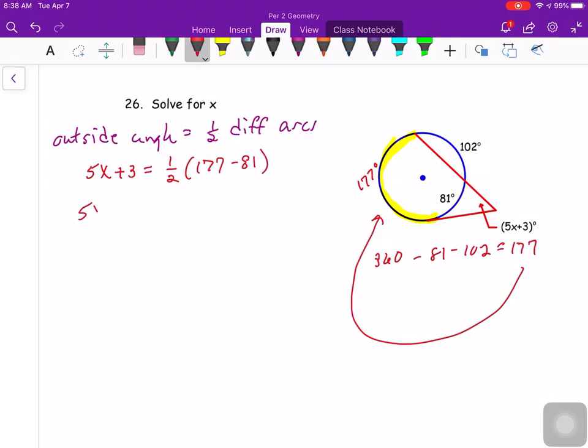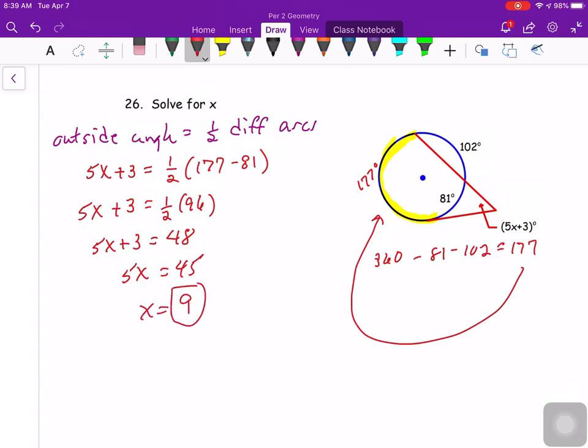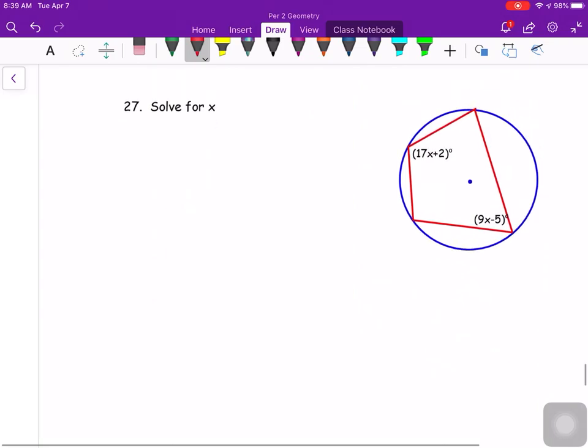So our outside angle is equal to 1/2 of 177 minus 81. 5x plus 3 equals 1/2 of 177 minus 81. 177 minus 81 is 96. Half of 96 is 48. Subtract 3. Divide by 5.